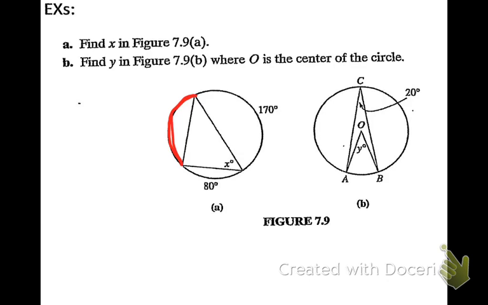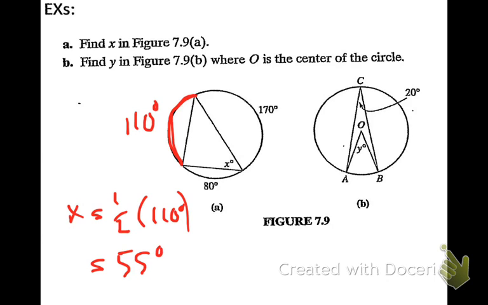Julie? Subtract the other arc measures from 360. 360, right. What is that going to be? 360 minus 250, Bryant. Yeah, it's 110. So is x 110? What is it? Right. It's half of that. x equals 1/2 of 110, which equals 55 degrees.